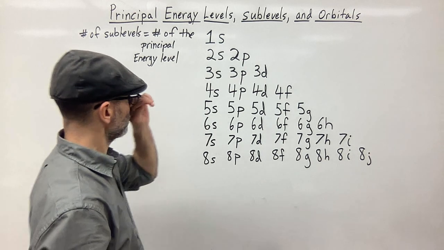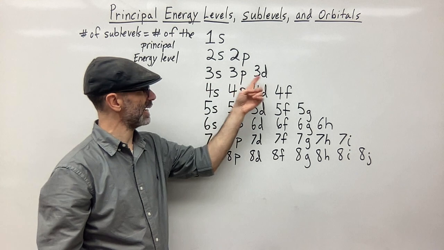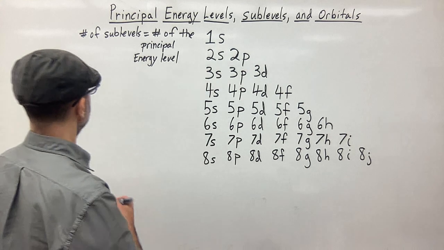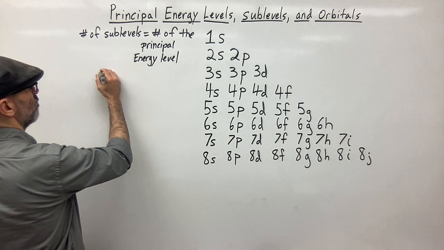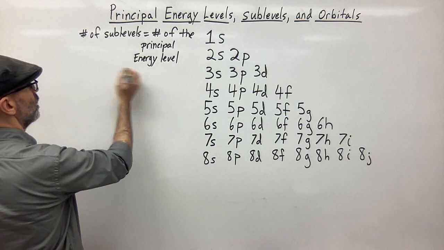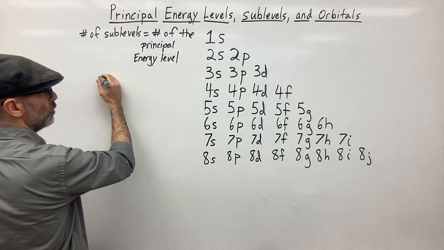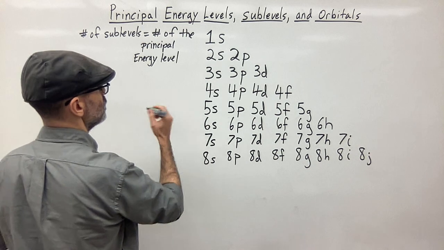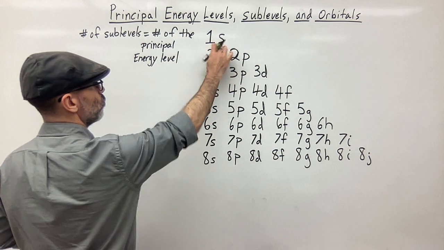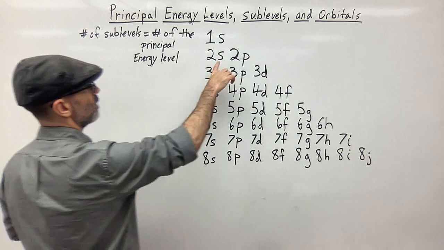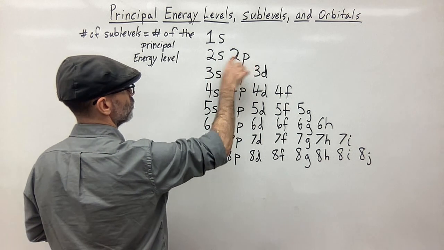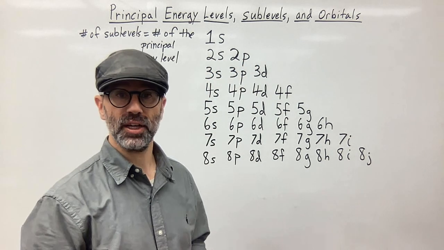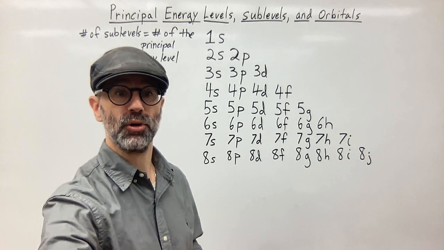Okay. The other thing that we need to know is the number of orbitals at each sublevel, right? So it's going to be 2 more than the other one. So if we start with 1, then the P is going to have 3 orbitals, because we add 2 to 1. That's going to be 3. So you always have 2 more orbitals than the previous sublevel.